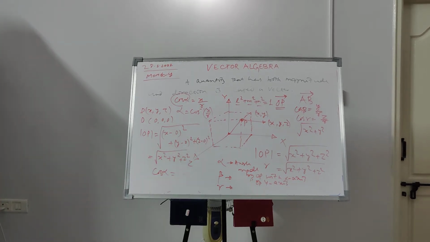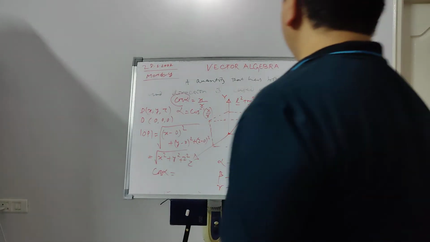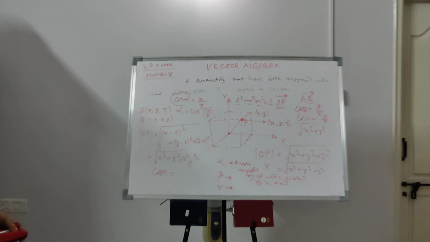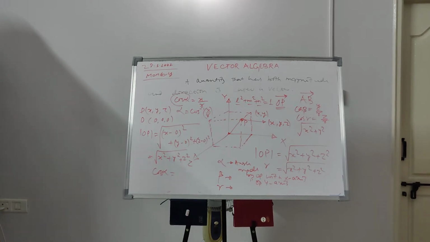That is the magnitude of vector OP. Similarly, you can find out its direction also. So alpha, beta, and gamma, you can find out its direction also. So this needs to be remembered: l square plus m square plus n square is equal to 1. And suppose somebody wants to find out what are the alpha, beta, and gamma.